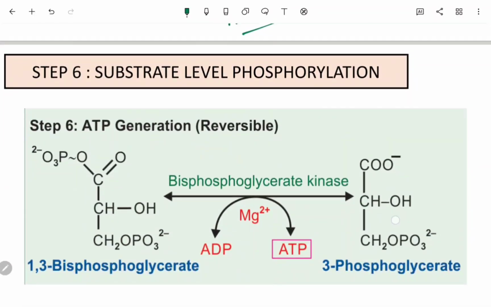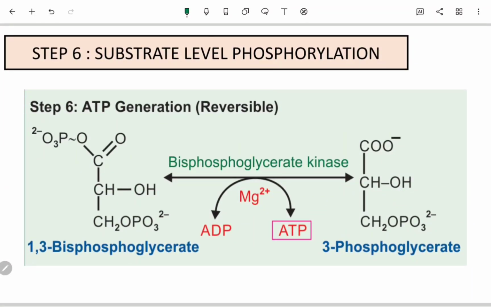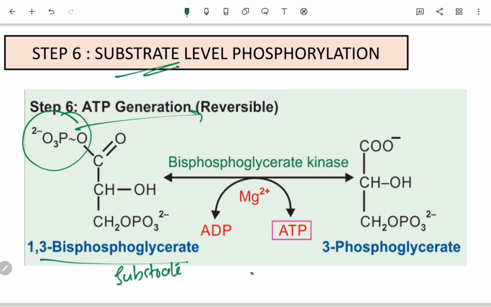Now, next is substrate level phosphorylation. Again, before moving on to the explanation of this particular step, I just want to explain what substrate level phosphorylation is. Here, the energy required for this reaction is trapped from the substrate. As we can see here, this is the substrate of this reaction, right? And the energy required for this particular reaction is taken up from the substrate compound. As you can see here, there is a high energy bond. So substrate level phosphorylation means the energy is trapped directly from the substrate.